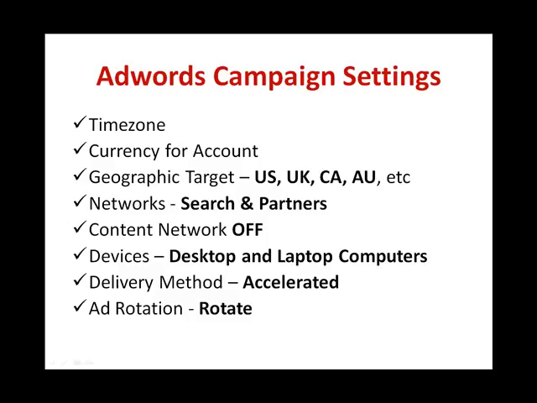Delivery method. Select accelerated. When you select accelerated, this will allow your ads to be shown as quickly as possible. This way you'll be able to gather data and get traffic as quickly as possible. For ad rotation, select rotate. This is to rotate your ads between two or more ads. This is a split testing process that will help you optimize your campaign.